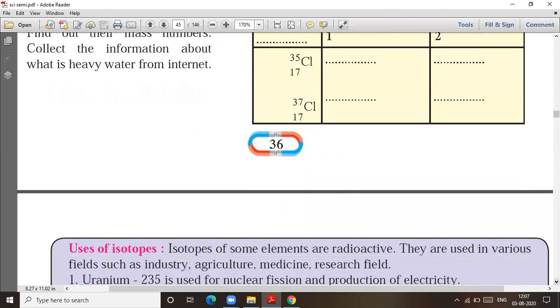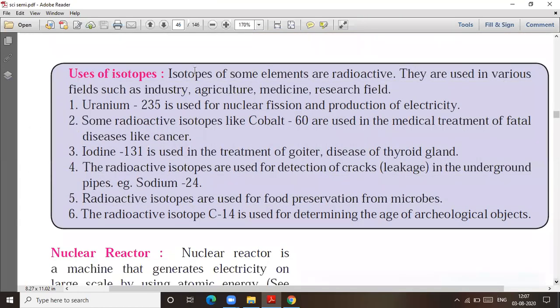So you have seen the isotopes. So what are the uses of isotopes? Isotopes of some elements are radioactive. They are useful. They are used in various fields. Where are they used? Industries, agriculture, medicine, and the research field. Right? They are used in these particular areas.